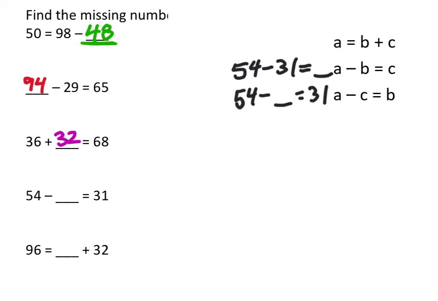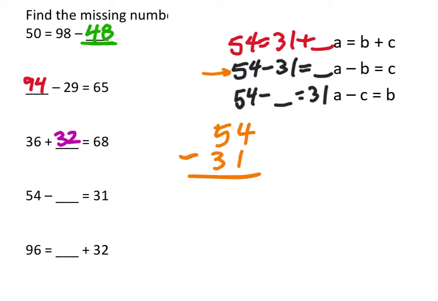But again, I'm going to show the top one just to show it wouldn't work. 54 equals the B value, which is 31, plus the C. But again, it's not a direct operation between these two. So we can work with this middle one, right here. 54 minus 31. 4 minus 1 is 3 in the ones place value. 5 minus 3 in the tens place value is 2. So we get 23.